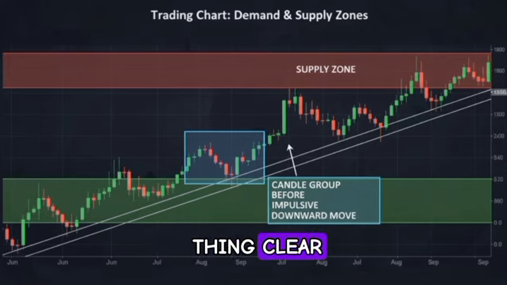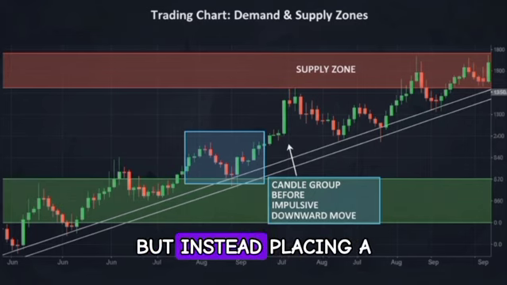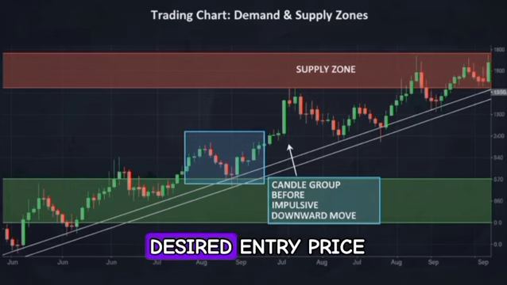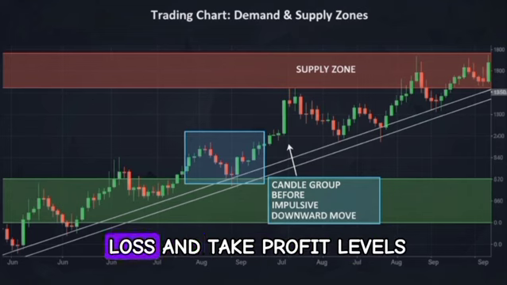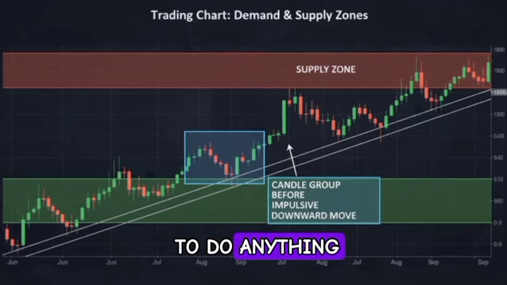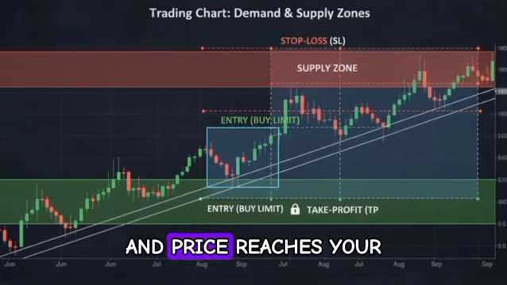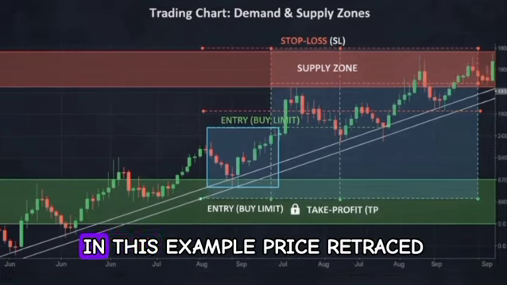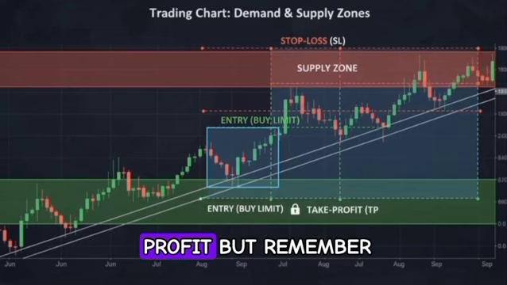Now let's make one thing clear. In this strategy, you are not entering at the current price, but instead placing a limit order at your desired entry price. Along with this, you also define your stop loss and take profit levels. Once everything is set, you do not have to do anything, just allow the price to do its work. The trade will only activate when the first pullback forms and price reaches your entry point. In this example, price retraced, touched our sell entry, and bounced from the supply level, giving us a good profit.